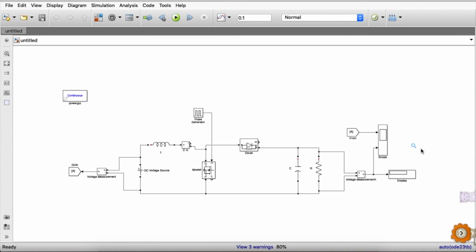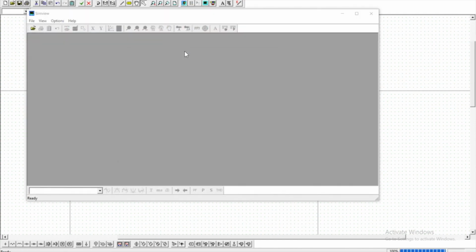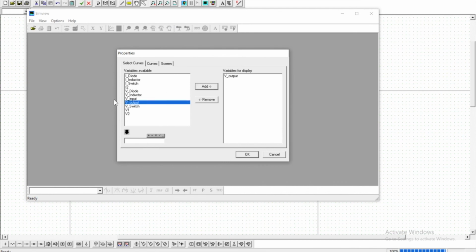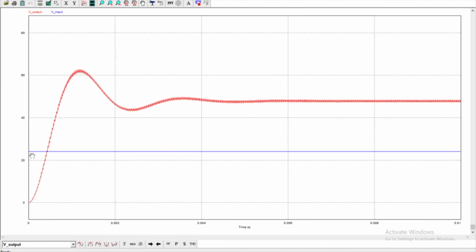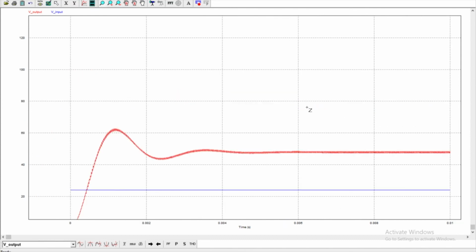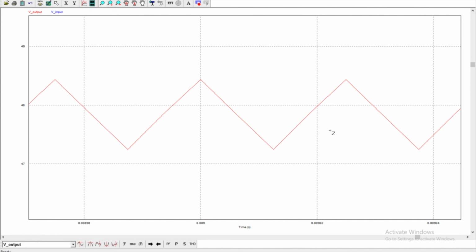Guys, I have also modeled the same in PSIM. I have connected the input voltage as 24, the inductor, the MOSFET, diode, capacitor, and resistor. So let us simulate and analyze the graph. The input voltage is 24 and the output settles to 48. We can also zoom it here. It is the output voltage ripple, as we got in MATLAB.